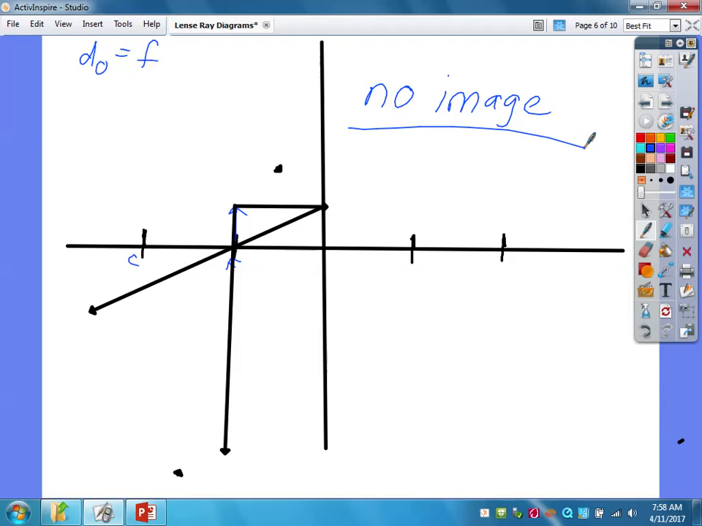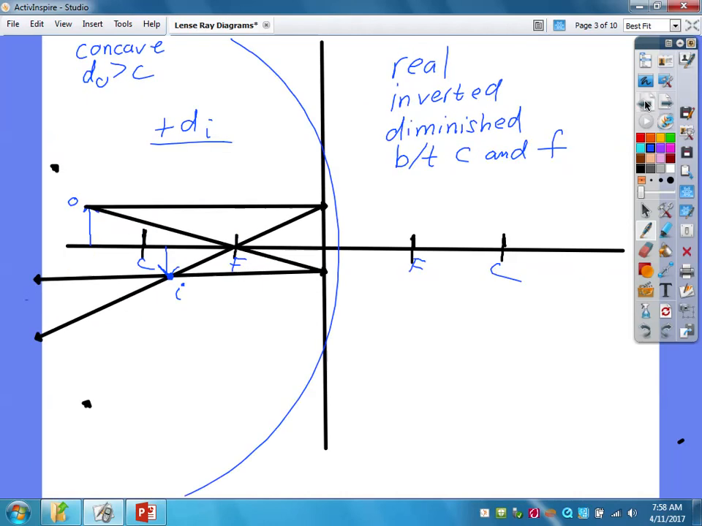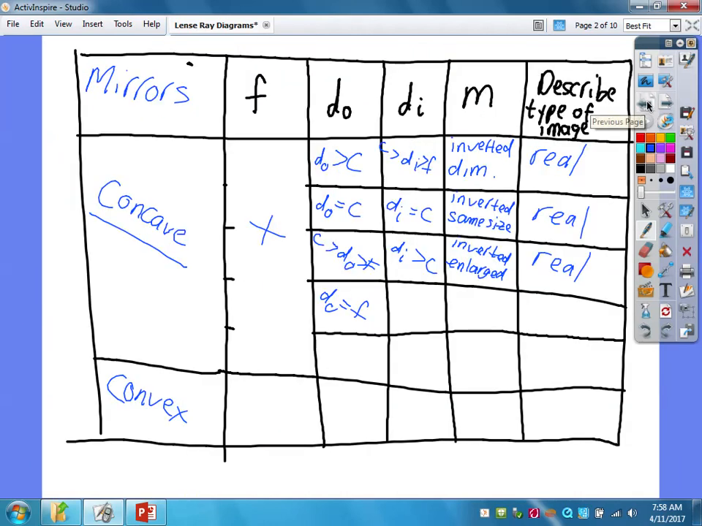So there is no image. There's nothing to do really with this one. Basically, there's no description. We can just cross those two out, and just write no image.